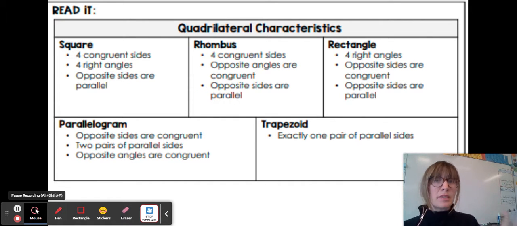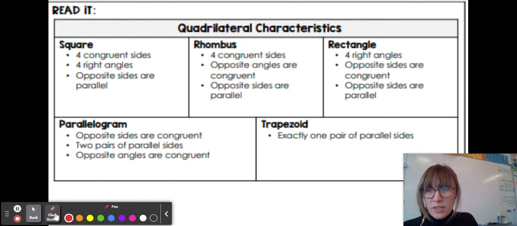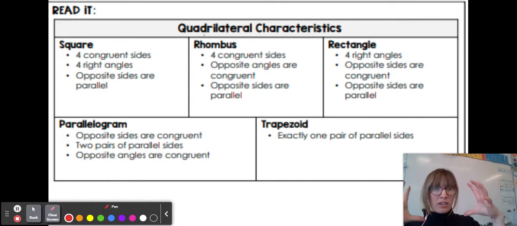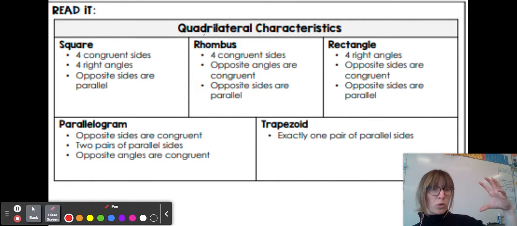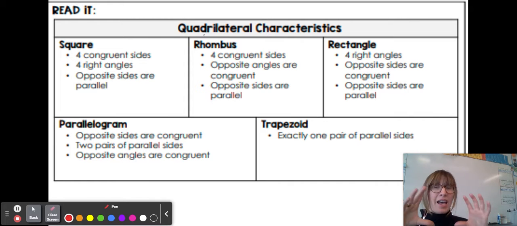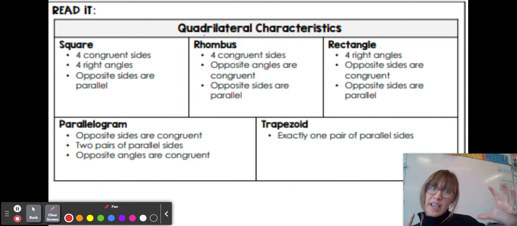So there are different types of quadrilaterals, and they all have some things in common and then have some things that make them uniquely themselves. So when we think about a quadrilateral, they all have four sides, right? So it could be some longer, some shorter. They could all be the same. Their angles could all be the same. They could be different, right? It really depends on the type of quadrilateral.